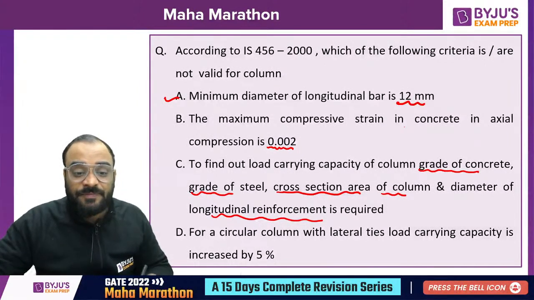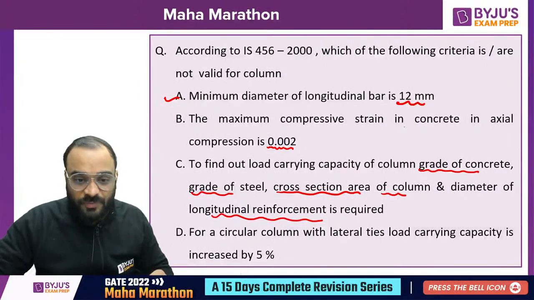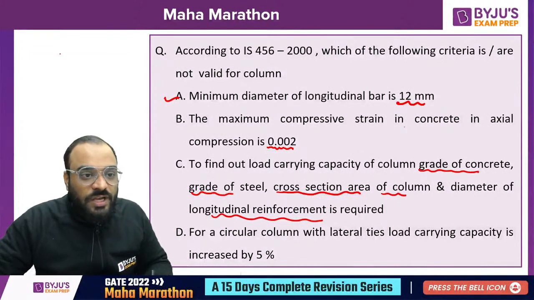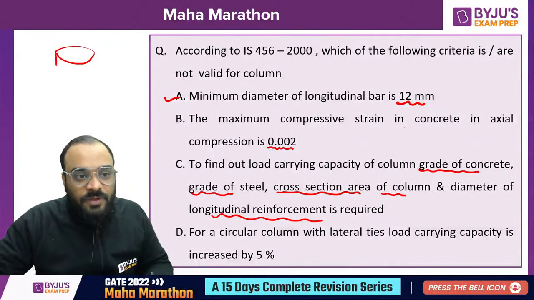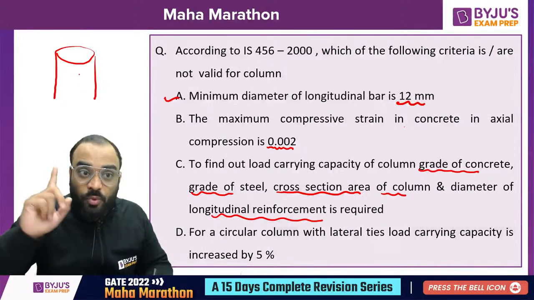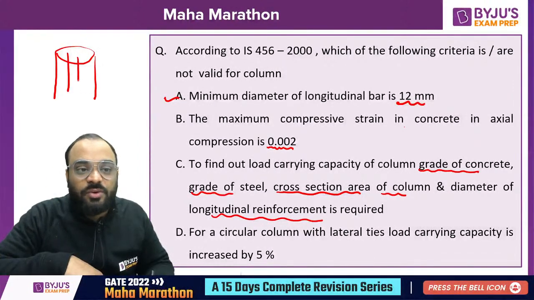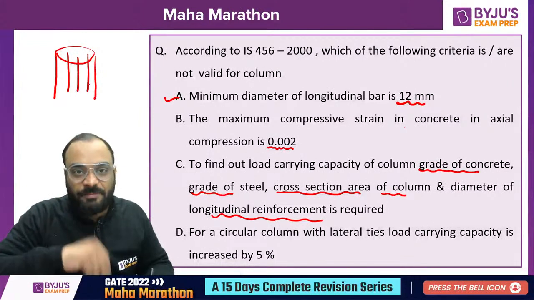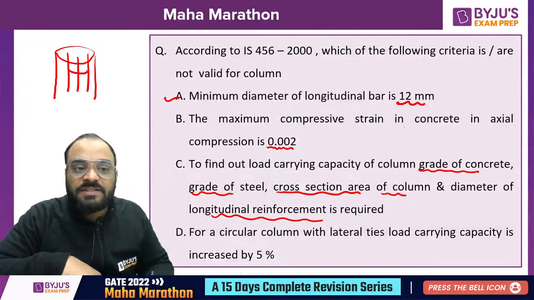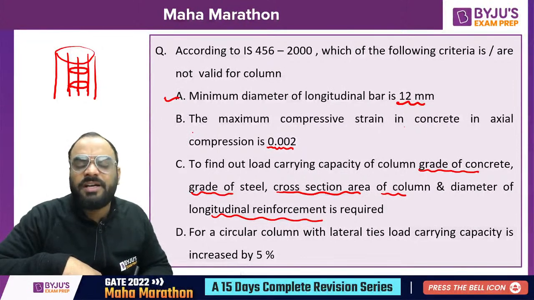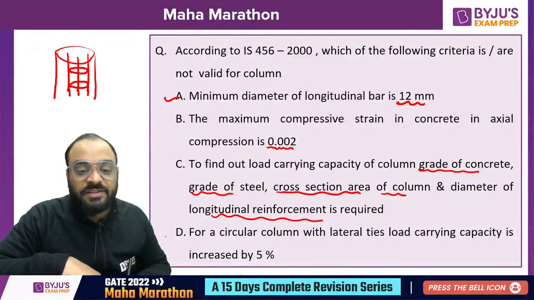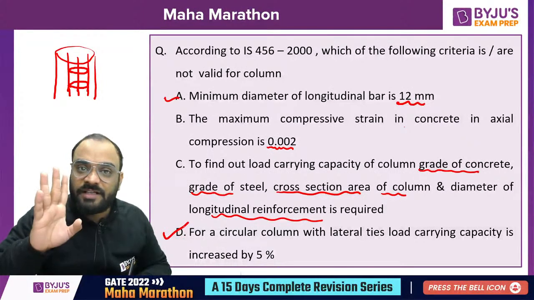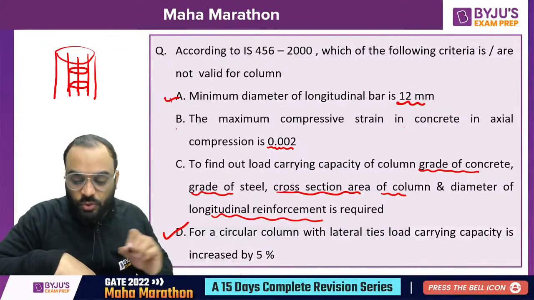And ultimately, guys, the last one is basically the circular column. In case of a circular column, if you are providing helical reinforcement, then only you can increase the strength by 5%. Otherwise, if you are providing a circular column with circular tie bars, you do not have to change the value of load carrying capacity. Do not increase it. It is not recommended by IS 456. That's why, guys, the correct answer will be D, because this statement is not valid and the other statements are true.